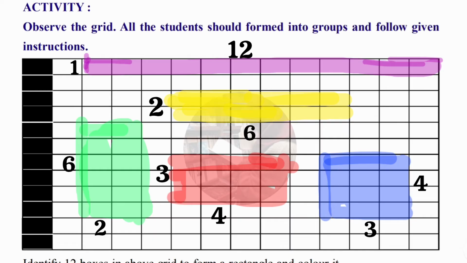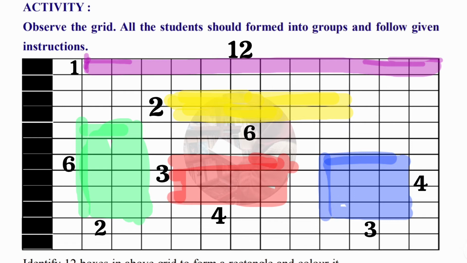The last one, the violet color rectangle, is 4 into 3, meaning 4 column wise and 3 row wise. 4 threes are 12. In this way we have shown different types of rectangles. Okay guys, this is the answer for this.